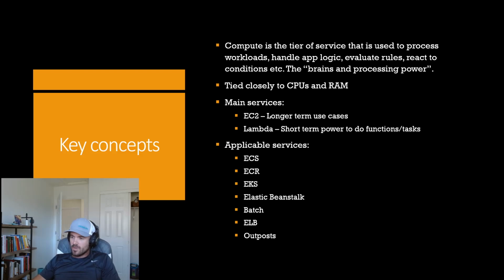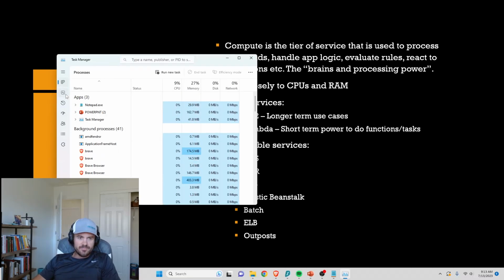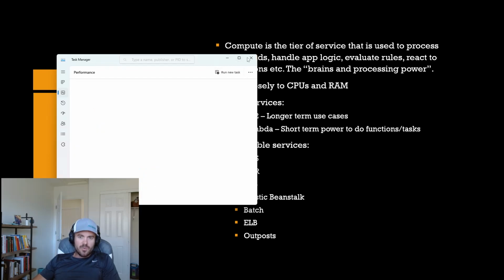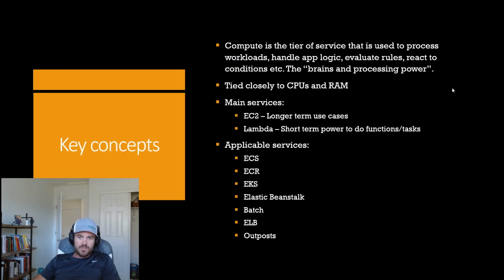And even if you were to open up the Task Manager on your computer and go to your Performance tab, you'll see the first two that pop up are in fact CPU and the memory, the RAM. So very important aspects of your compute workloads that you're going to be asked about multiple times.